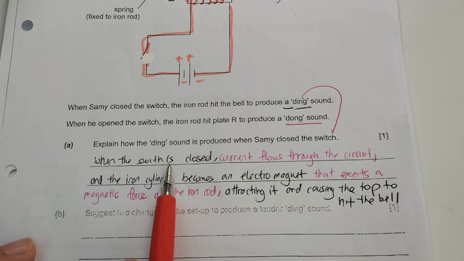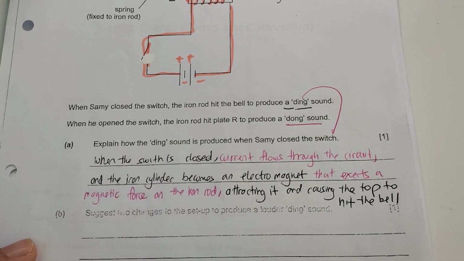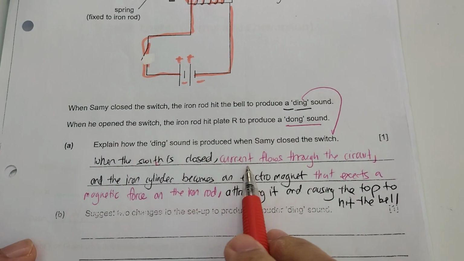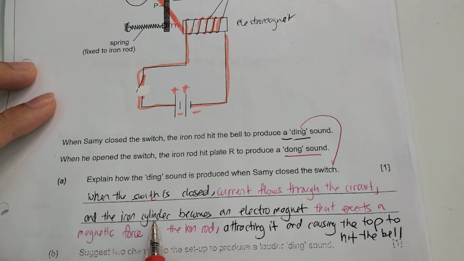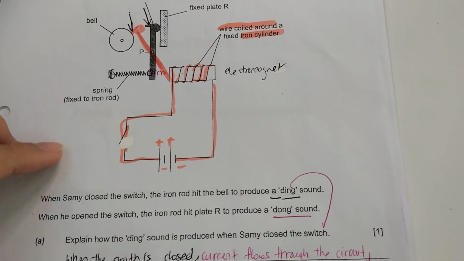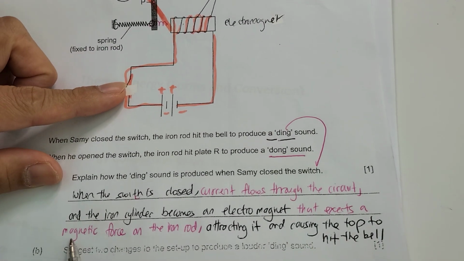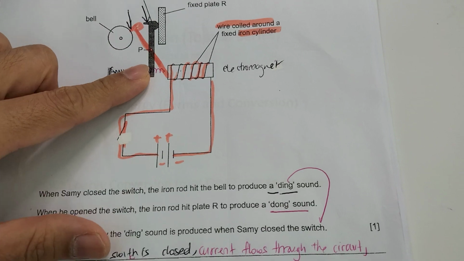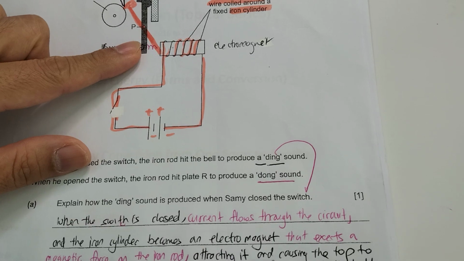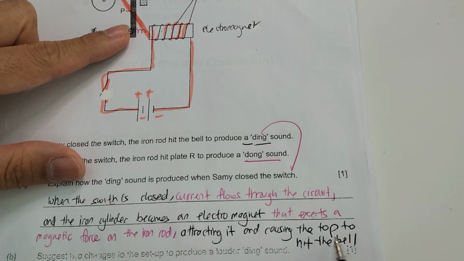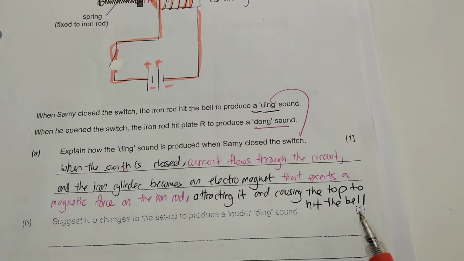When the switch is closed, what happens when Sammy closes the switch? When the switch is closed, current flows through the circuit. And what happens when current flows through the circuit? The iron cylinder becomes an electromagnet, right? What happens to the electromagnet? It exerts a magnetic force on the iron rod. And what happens when it exerts a magnetic force on the iron rod? It will attract it and cause the top part to hit the bell. And that's why there's a ding sound.